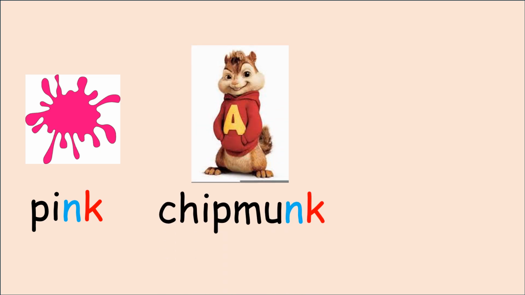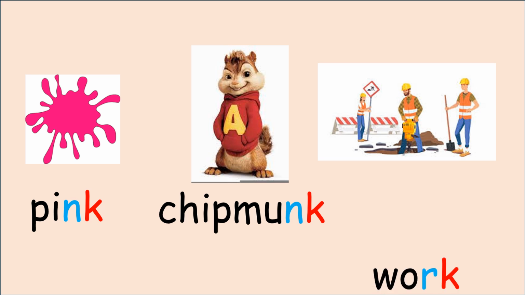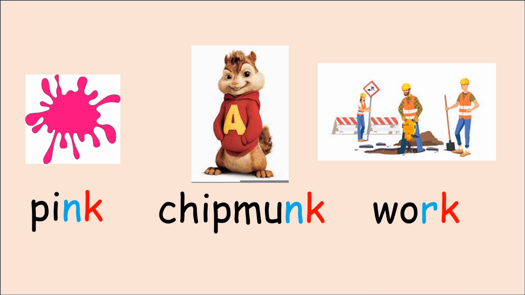As we continue, we have the color pink, P-I-N-K, pink. We have a chipmunk, and we have men at work. And what kind of letter comes before that k sound? Letter N is a consonant. Here we have the letter N again, it's a consonant. The letter R is a consonant. So we can see when a consonant comes just before the k sound, we use the letter K.